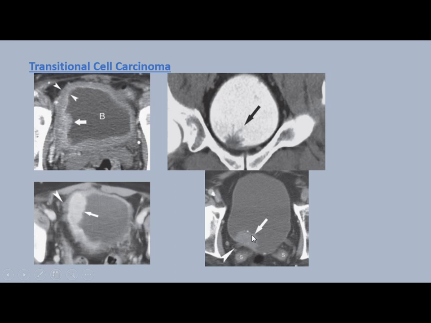Again, this points to the transitional cell carcinoma involving the right uretero-vesical junction, and dilatation of the ureter points to invasion of the bladder muscle and the junction.